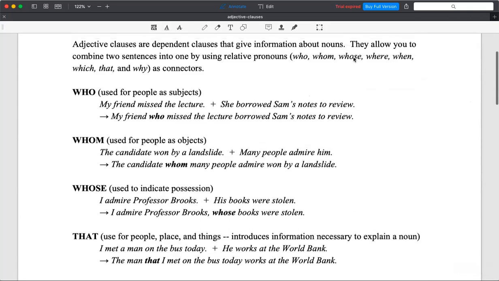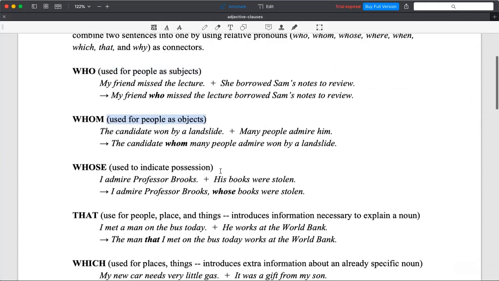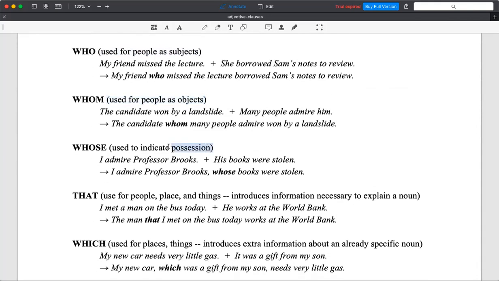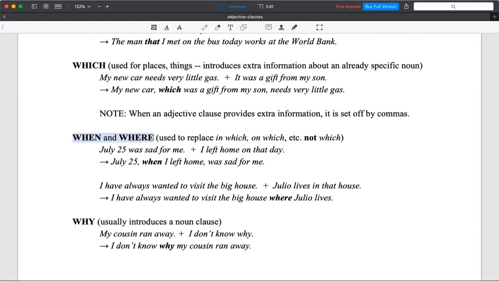When you use who, it is the subject case, just a quick recap. And when you use whom, it is the object case. Whose is the possession, defining the possession. And that is used for people, things, and places, which is used for places and things. Where and when are for the time and the place, and why is defining the reason.